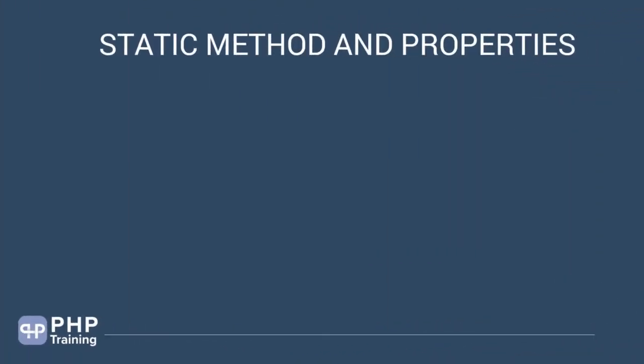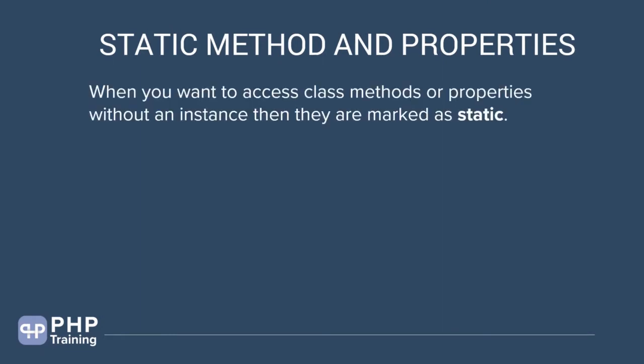Welcome to the lecture on static methods and properties. So let's understand what static methods are. When you want to access class methods or properties without an instance, they are marked as static. This is one of the important concepts in OOP. When you mark them as static, you are telling the class that you want to access this method and property without the object.